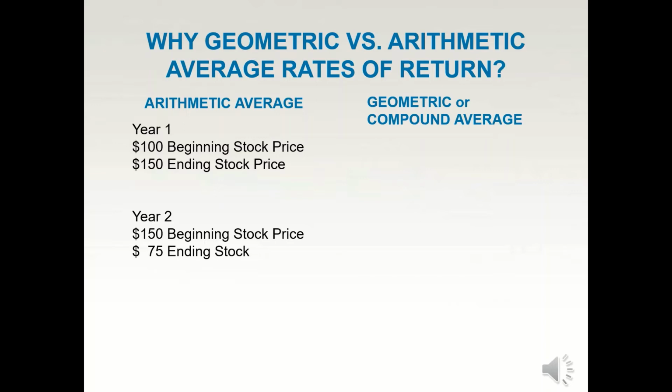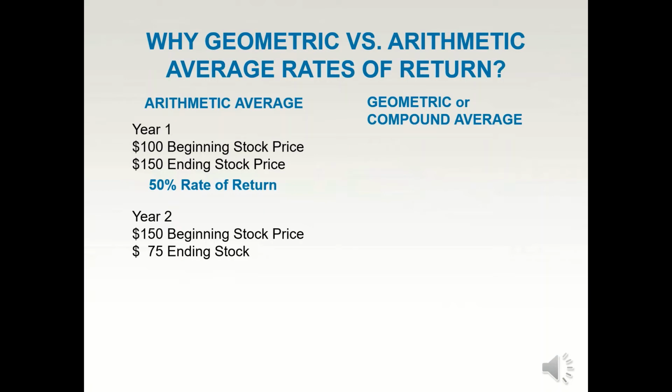At the end of the year, it was valued at $150. So that's our beginning stock price for year 2, $150. Unfortunately, at the end of year 2, our stock price was only worth $75. Just like we did in our previous Apple example, we're going to calculate the annual rate of return and then we're going to average them.